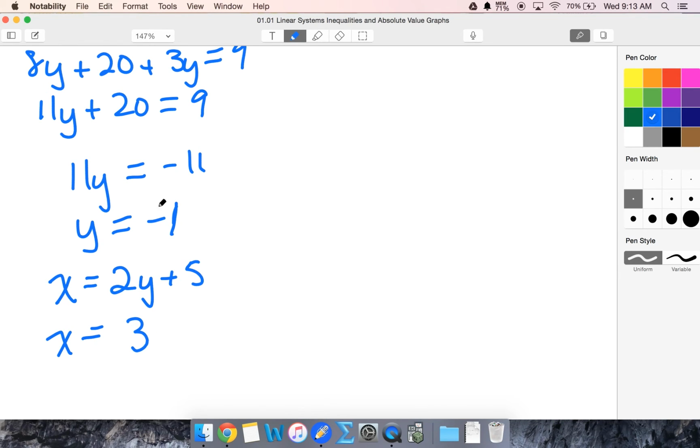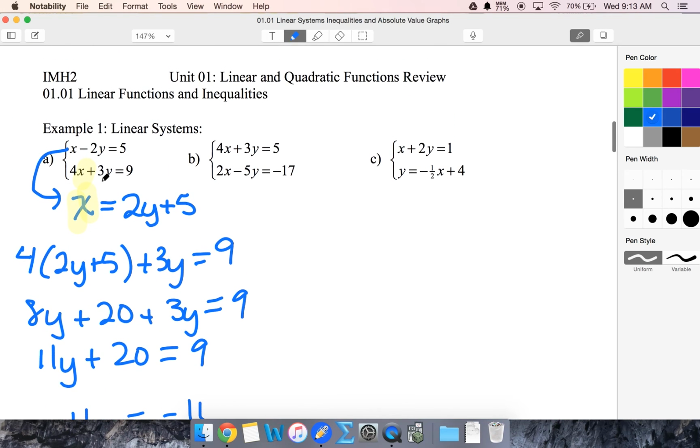So the solution to this system of equations is this singular point, when x is equal to 3 and y is equal to negative 1, both of these equations are true. And I, of course, can test that. 3 minus 2 times negative 1, that's the same as 3 plus 2, which is 5. 4 times 3 is 12. 3 times negative 1 is negative 3. 12 minus 3 is 9. This point works for both equations. And that is solving by substitution.